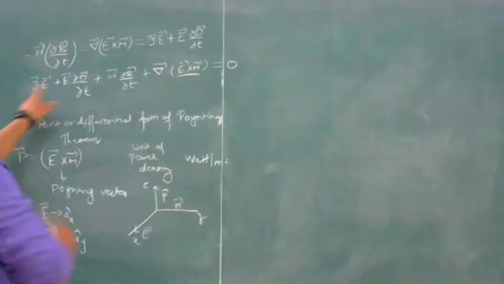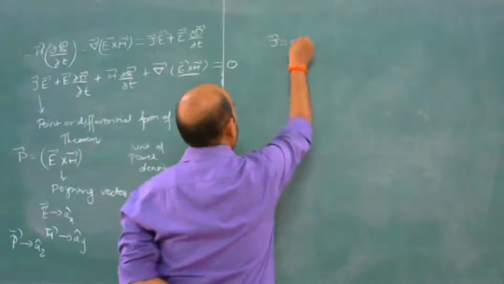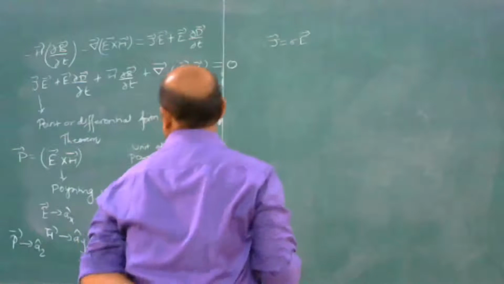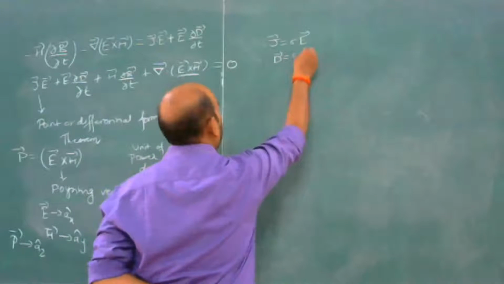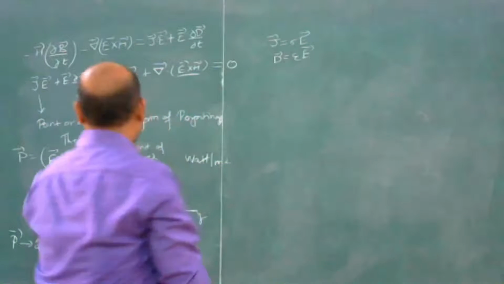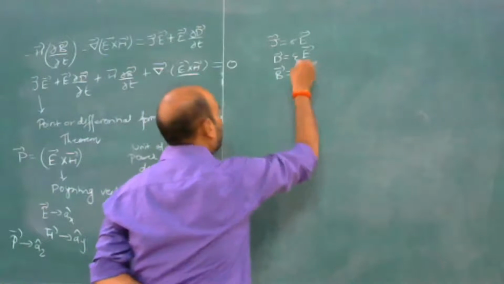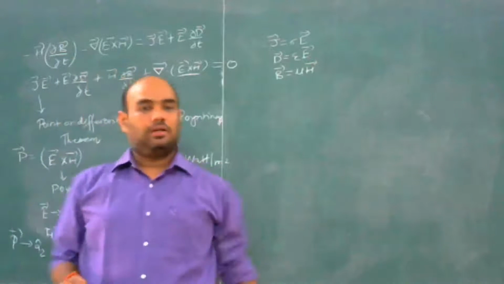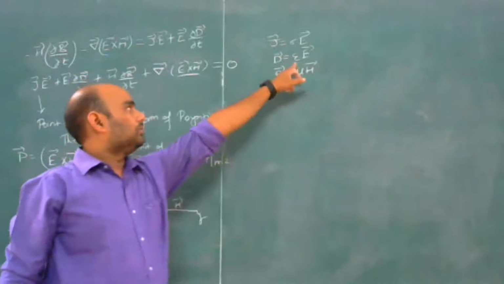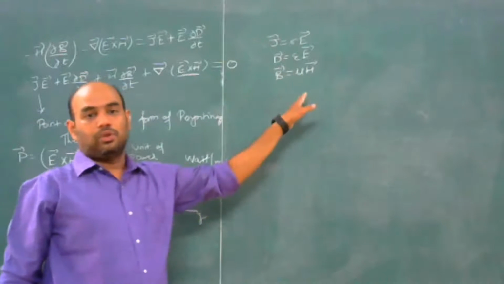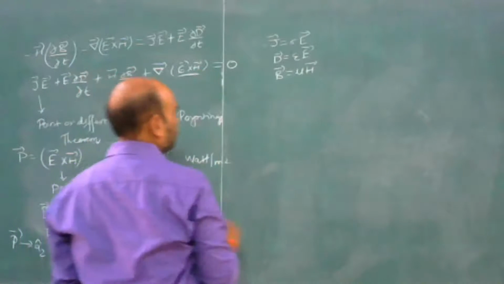For such a medium, the value of J will be equal to sigma E, D is equal to epsilon E, and B is equal to mu into H. Okay, so we can replace these in the equation and rewrite it.